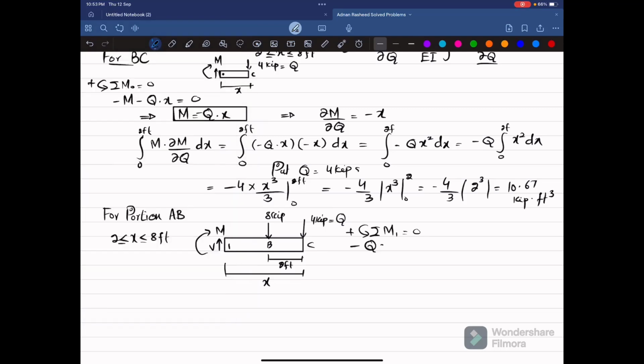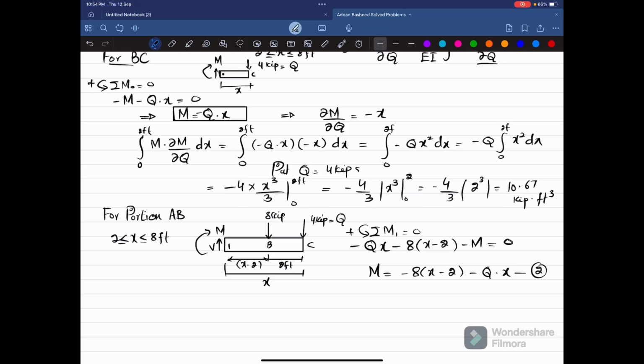So I will write minus Q times x. The second moment is due to this load into perpendicular distance, which is equal to x minus 2 feet. And this is also producing clockwise, so it will be negative. So I will write minus 8 into x minus 2. This distance is x minus 2 feet. Okay, and the third moment is the reaction moment, and this is also clockwise, so minus M. Their sum must be equal to 0. So it means that this moment will be equal to minus 8 into x minus 2 minus Q into x. This is your equation number 2.